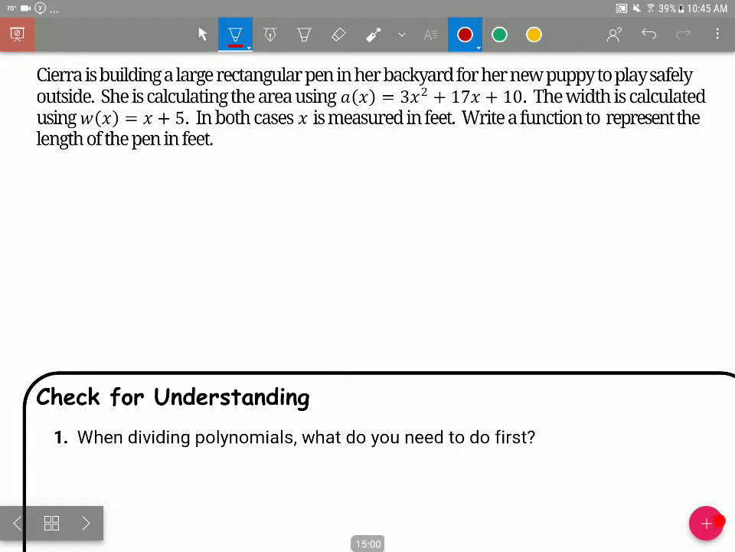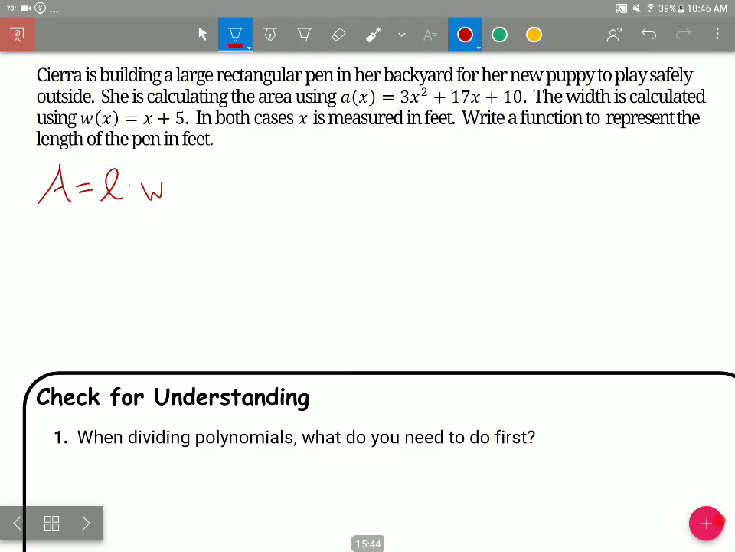But here we go. So Sierra is building a large rectangular pen in her backyard for her new puppy to play safely. So she's building a pen, so she needs fence. She's calculating the area using A equals blah. The width is calculated by using W equals whatever. In both cases, X is measured in feet. Write a function to represent the length of the pen in feet. All right, so we're talking about a rectangle. What's the formula for a rectangle? Area equals what? Length times width.